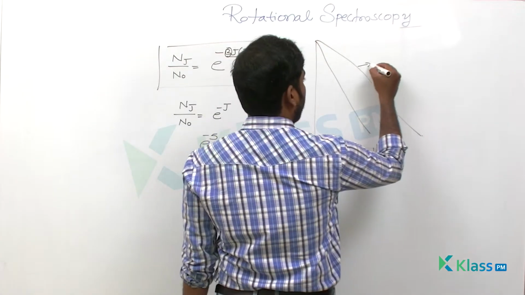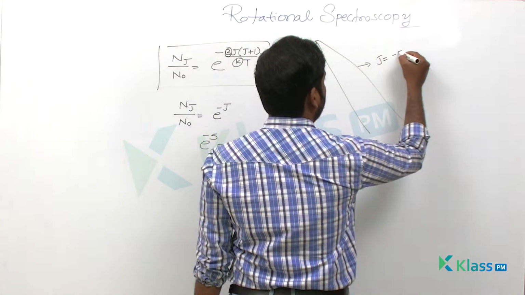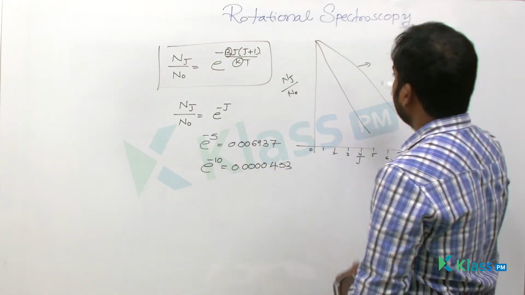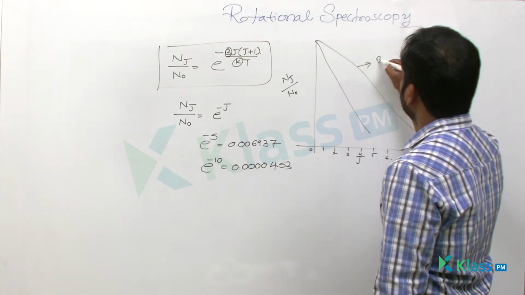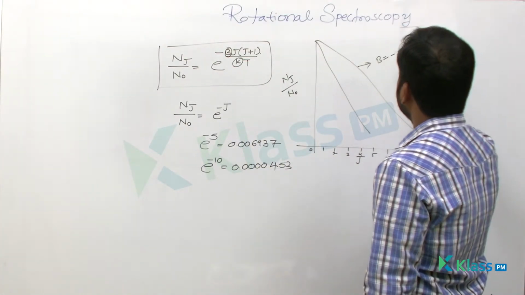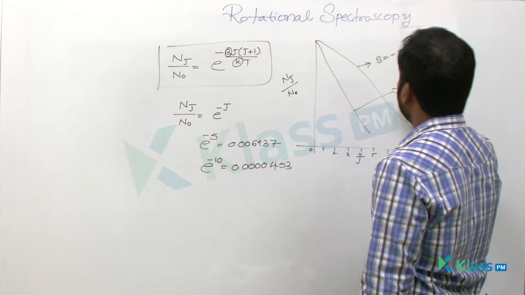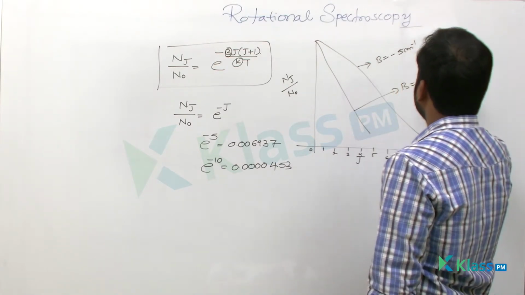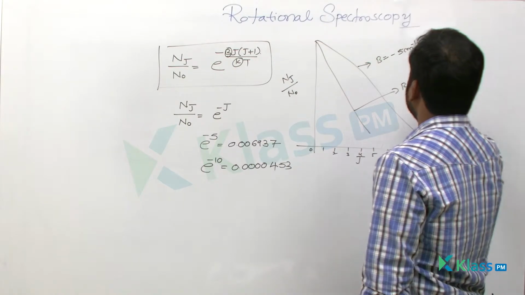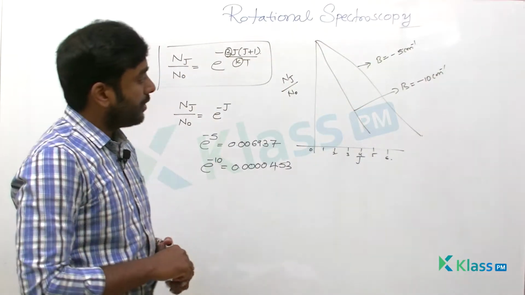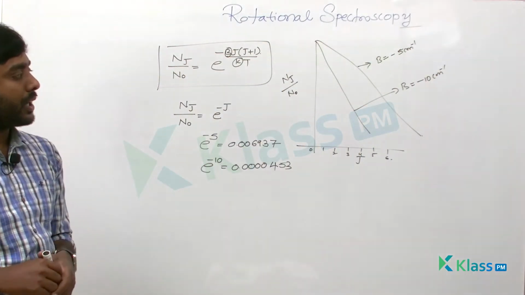So this is a graph for if J is equal to minus 5 centimeter. This is a graph I got for B is equal to minus 5 per centimeter. And this is a graph I got for B is equal to minus 10 per centimeter. See here, what is the difference between these two graphs?